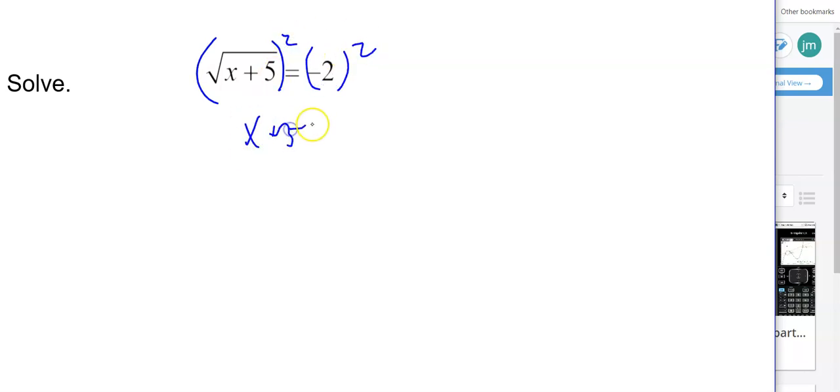X plus 5 equals 4. Subtract 1, x equals -1. Not a bad idea to check it. -1 plus 5 to the 1/2 is 2. -2 is not equal to 2. That is an extraneous solution.